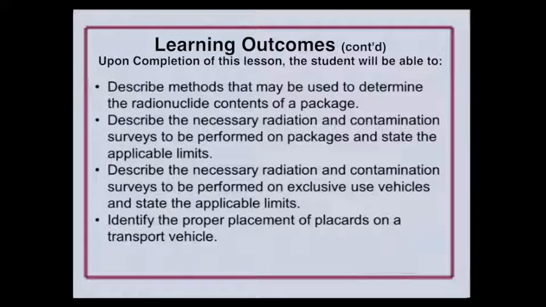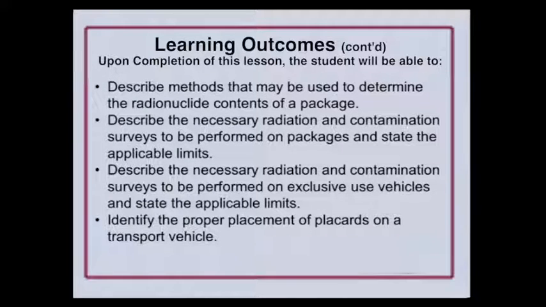Look at the different methods that can be used for determining radionuclide contents of a package. As you'll see, the transportation and the labeling and the controls and the packaging, really everything, is bedrocked on isotopic identification and quantifying that isotope in a shipment. There are specific regulations that tell us how to come up with that number, and you'll see how we're going to do that. Radiation and contamination surveys on packages, and applicable limits. That's kind of a repeat of that previous one.